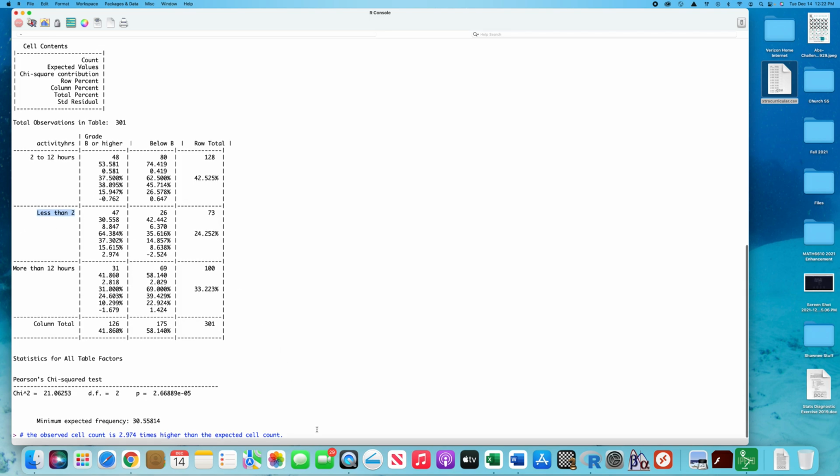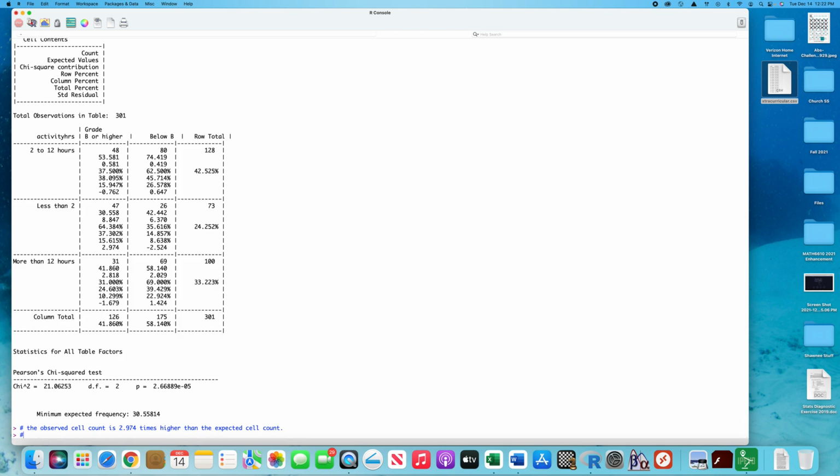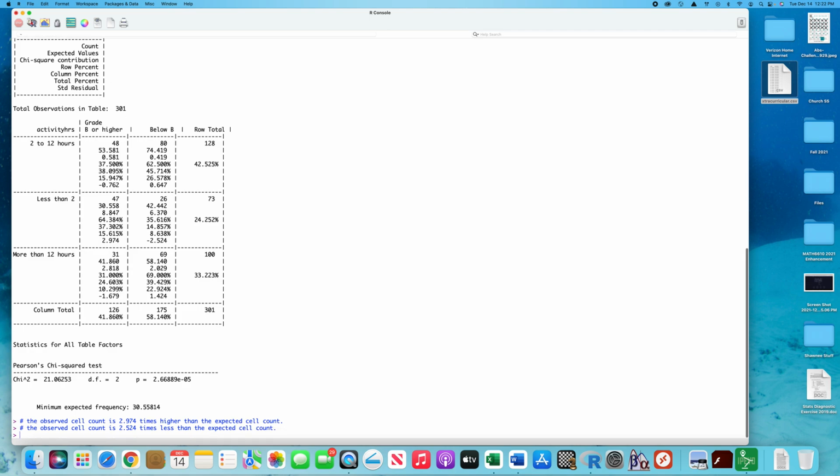Now, what's this tell you? Below B, -2.524. This tells me, probably doesn't even need to be written out, but I will. But what does that really tell you? That tells me that there were fewer students who earned grades of below B and served less than 2 hours of extracurricular activity than I would have expected if there was no relationship between the two. So that gives you a pretty good indication that the component of the activity hours that contributes to the statistical significance is the people who are serving less than 2 hours.